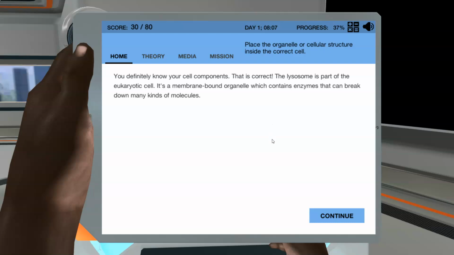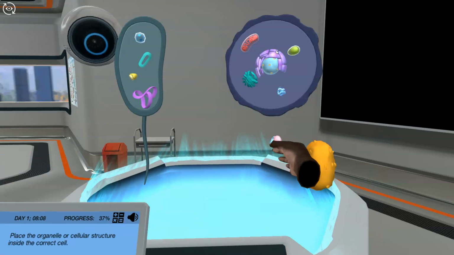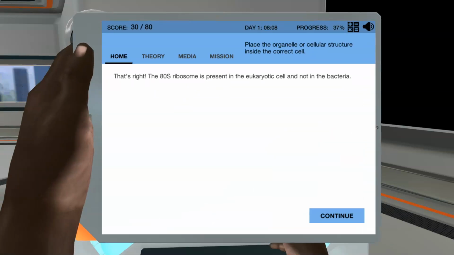You definitely know your cell components. That is correct. The lysosome is part of the eukaryotic cell. It's a membrane-bound organelle which contains enzymes that can break down many kinds of molecules. That's right. The 80S ribosome is present in the eukaryotic cell and not in the bacteria.